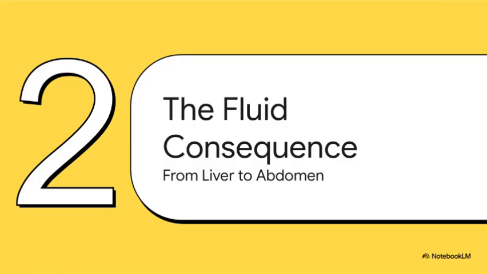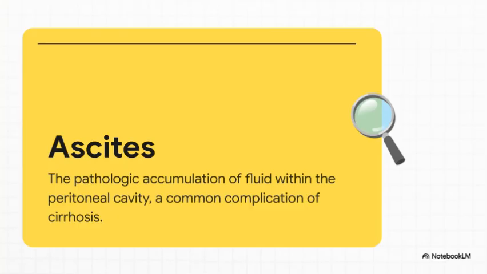So you've got this massive pressure backup in the veins leading to the liver, but how does that problem actually escape the liver and show up as a swollen belly? Well, that pressure doesn't just stay put. It kicks off a whole cascade of events that leads directly to that fluid buildup. And this brings us to what you actually see at the bedside. Ascites. That's the medical term for all that fluid in the abdomen. Honestly, when you see a patient with new-onset ascites, your mind should immediately jump to portal hypertension. It's the most common cause by far.